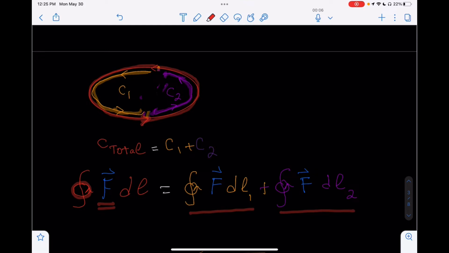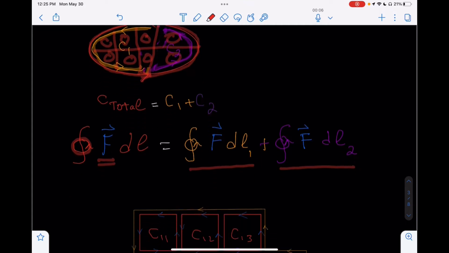What's kind of interesting is that I could have divided this into more smaller segments like that, and the total circulation would be equal to the sum of all the different smaller circulations right here. So that, I think, is the fundamental property of circulation. And it's very convenient because we're going to end up calculating the circulation for an infinitely small number of small little components, add them all up, and then we can use calculus to do this.